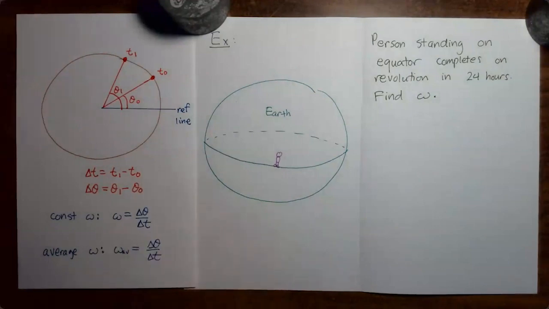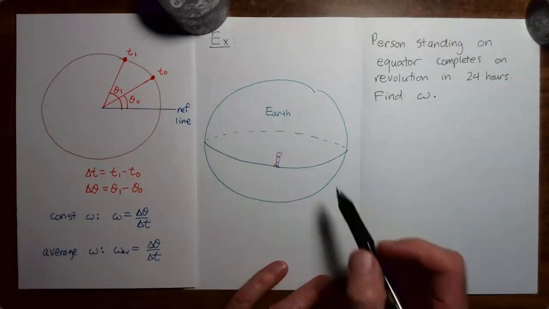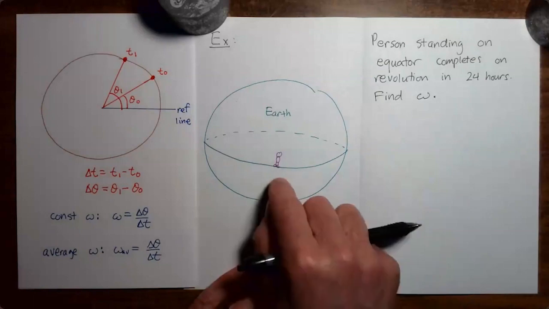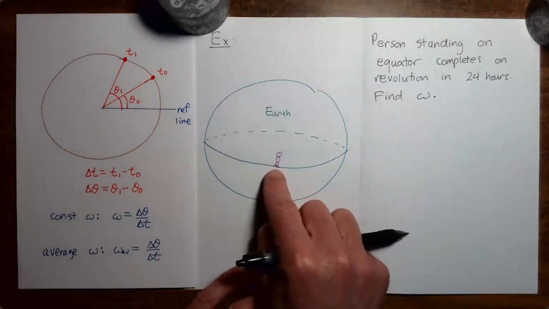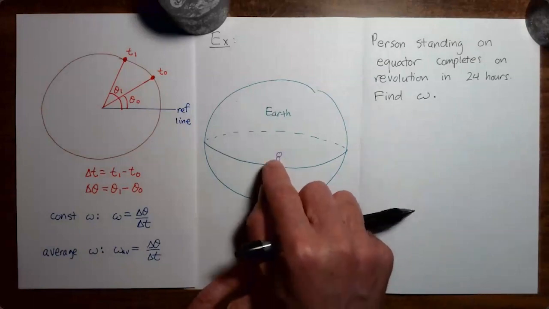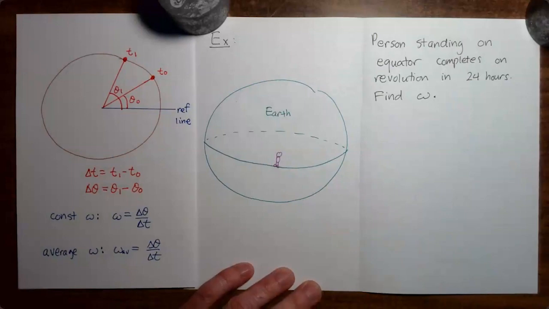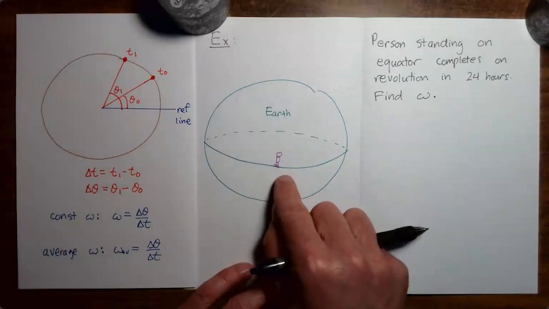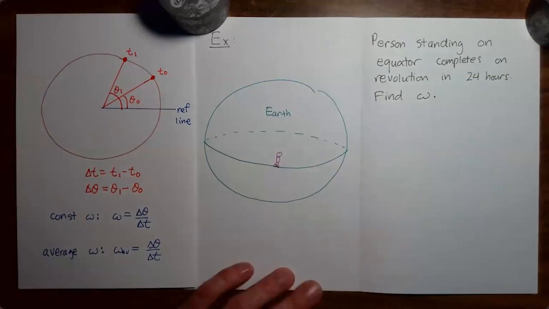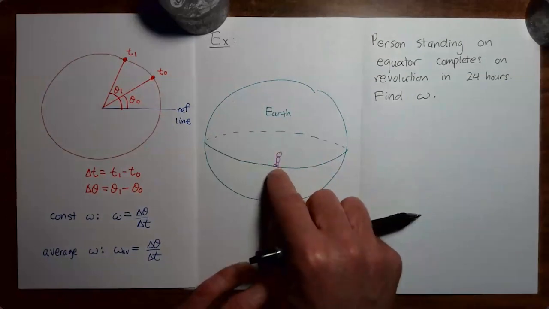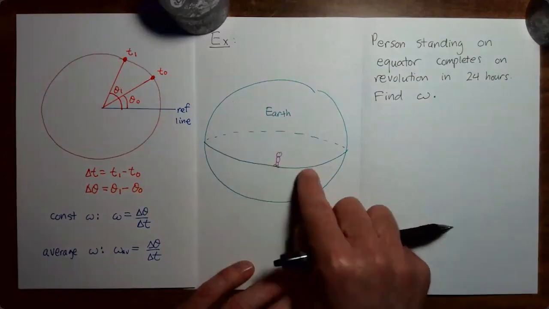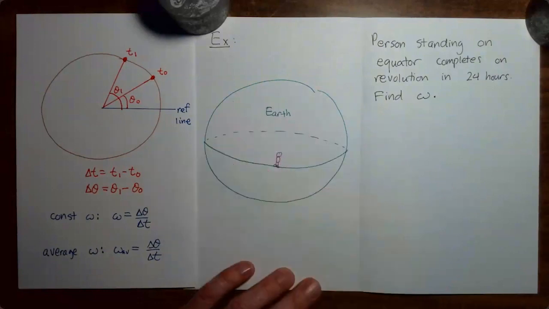So as a quick example to practice using the formula, let's say this is the Earth here, and let's say we have somebody standing somewhere on the Earth. It could be anywhere, but let's just say he's standing on the equator. Now the Earth makes one complete revolution every 24 hours, which means that this guy standing on the equator is going to trace out one circle every 24 hours.